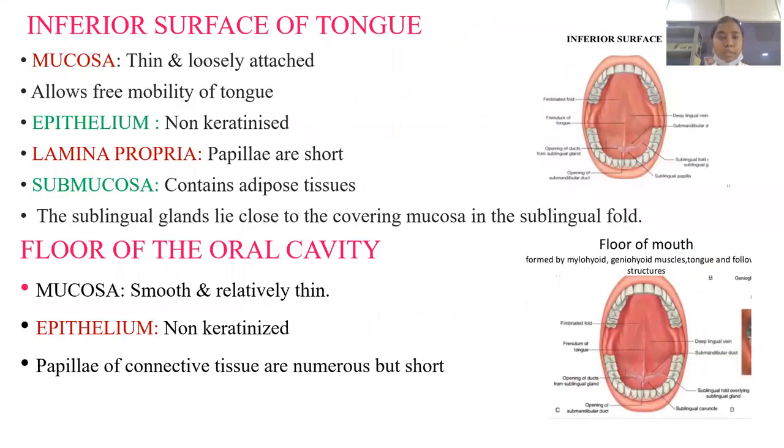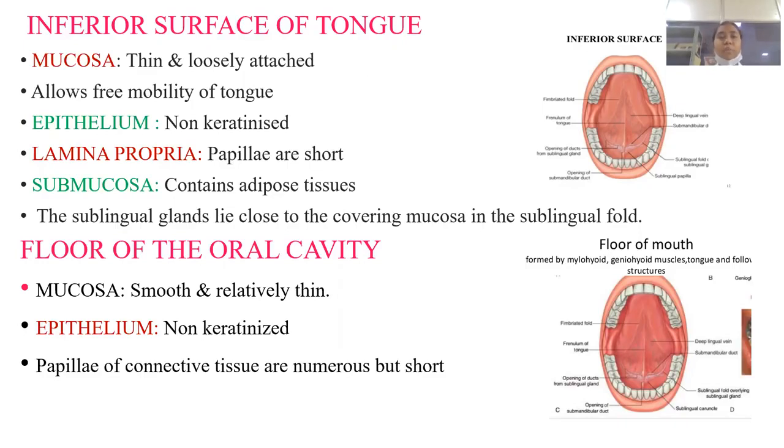Next, the inferior surface of the tongue, where the mucosa is thin and loosely attached, allowing free mobility of the tongue. Epithelium is non-keratinized. Lamina propria papillae are short. Submucosa contains adipose tissue. The sublingual glands lie close to the covering mucosa in the sublingual fold. So here we can see in this picture the inferior surface, where we can see the frenulum of tongue, opening of ducts, opening of submandibular duct, and submandibular and sublingual fold, and sublingual papilla can be seen in the inferior surface of the tongue diagram.